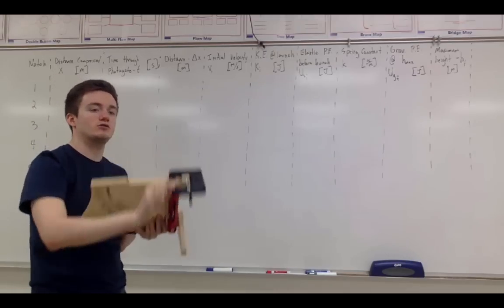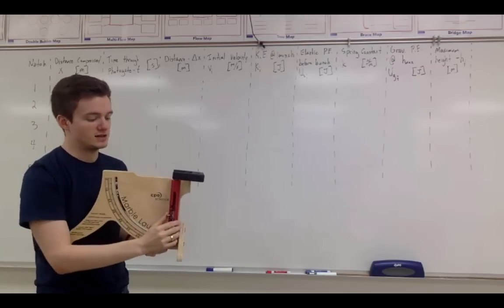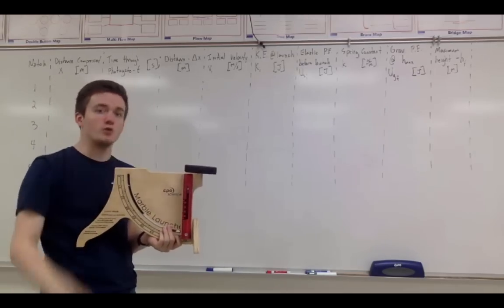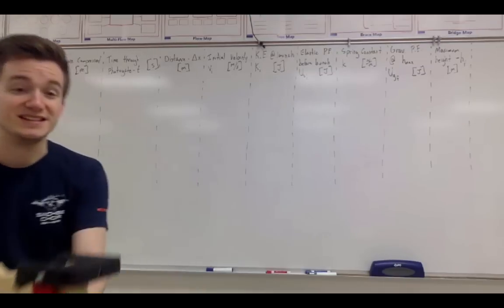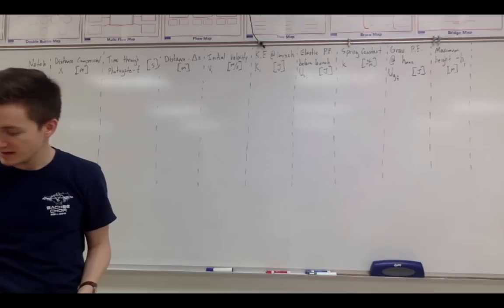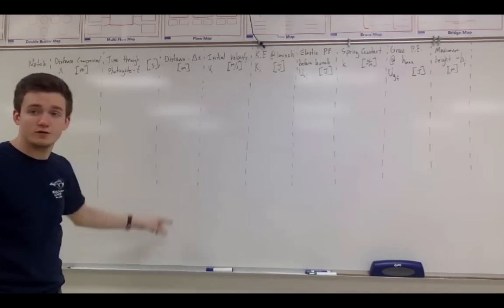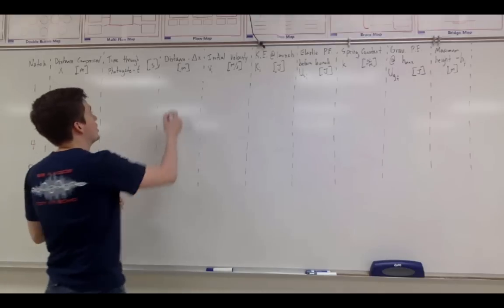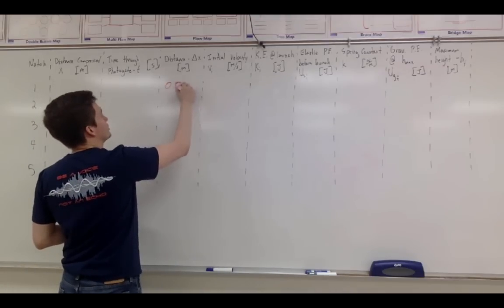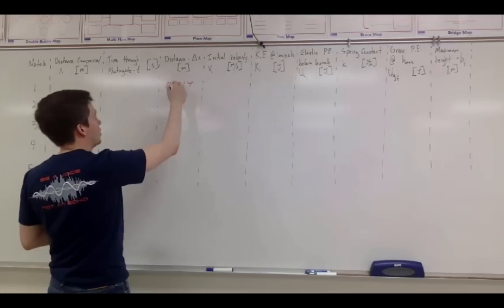And then the time through the photo gate right there is however long it takes to go through that photo gate. The distance through the photo gate is the size of the marble, it's however big the marble is. That's not going to change for any of these. So all of these distances are going to be 0.014 meters, all the way down.